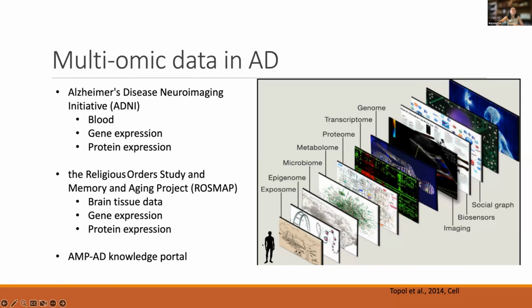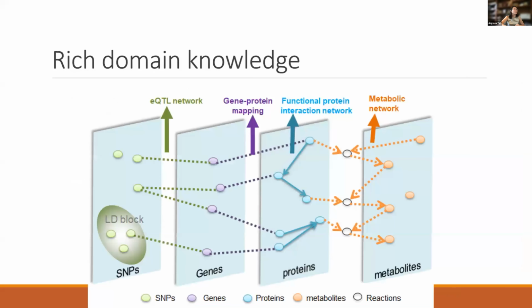So these are all the possible data we can collect, but so far, those large cohorts mostly collect data like genetic variations, gene expression, protein expression, metabolites, and also some demographic information, and some social data, but that is very rare. In addition to that, we also have a lot of rich domain knowledge.